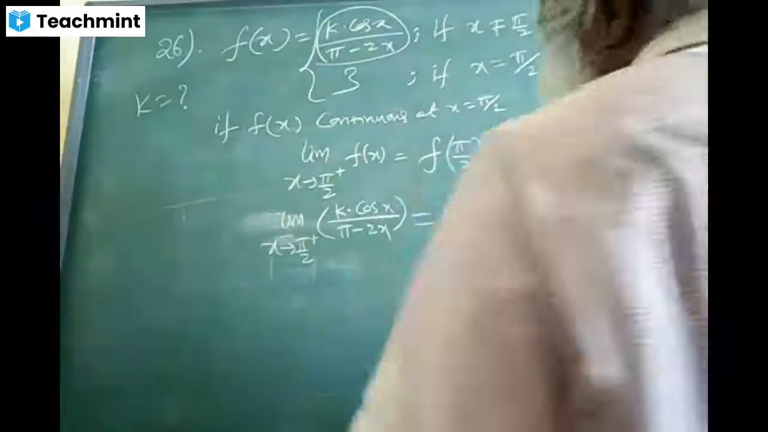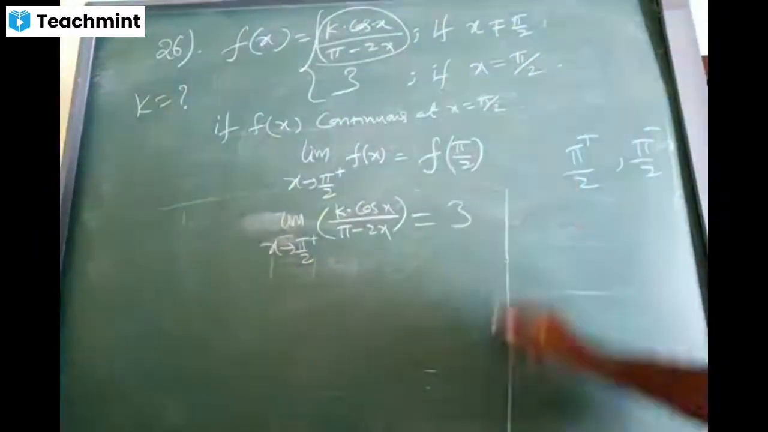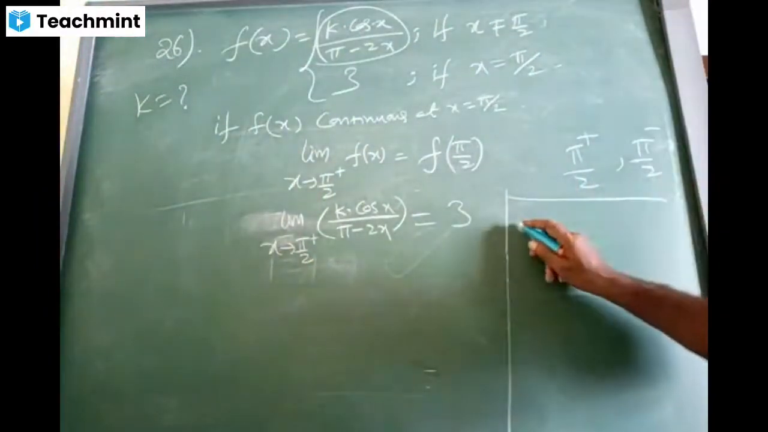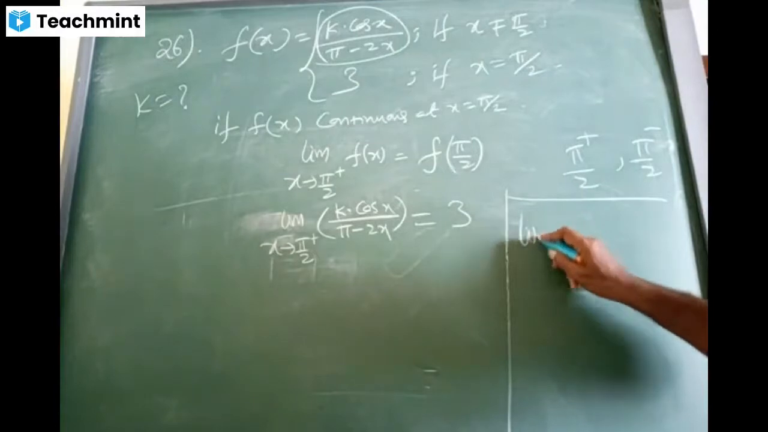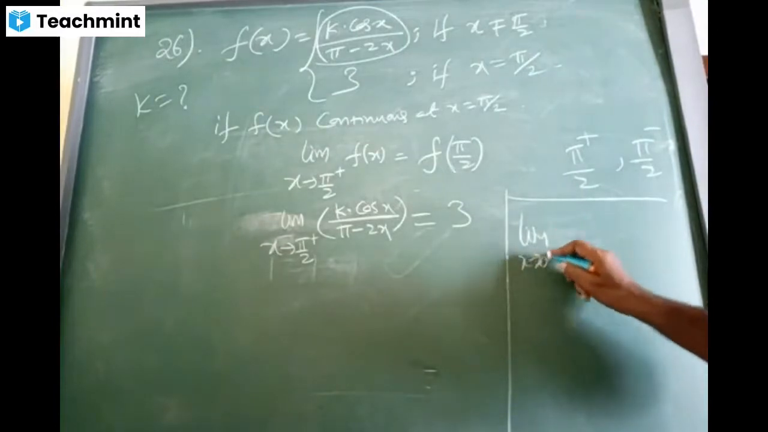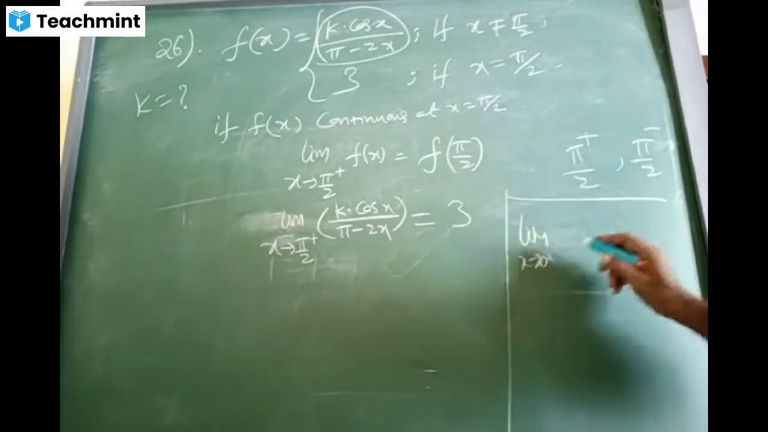Friends, whenever a trigonometric ratio comes, the only option left with us is limit x tends to 0 plus or 0 minus, whatever.